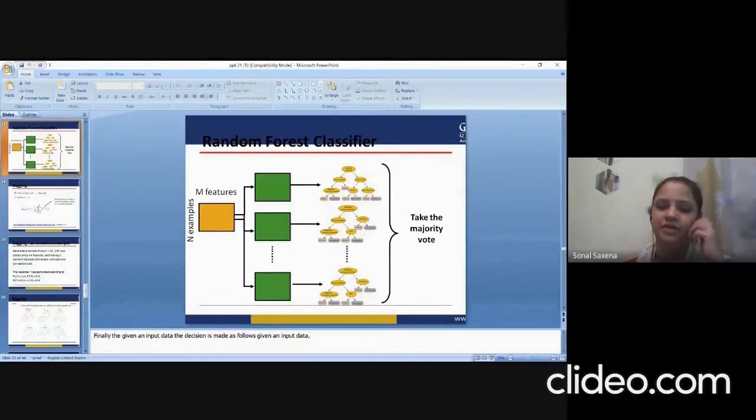So these are the trees, as you can see, these decision trees. Here you can see how we are merging them to find a random forest. This is how we can do it.